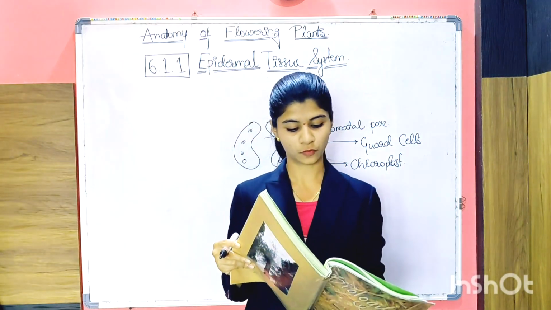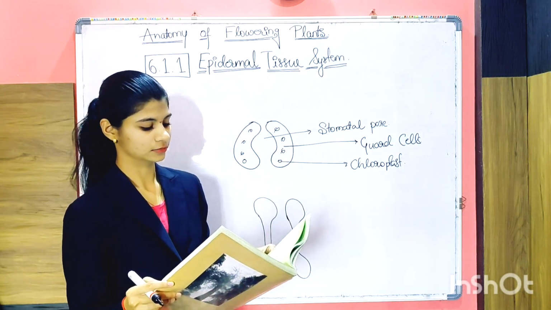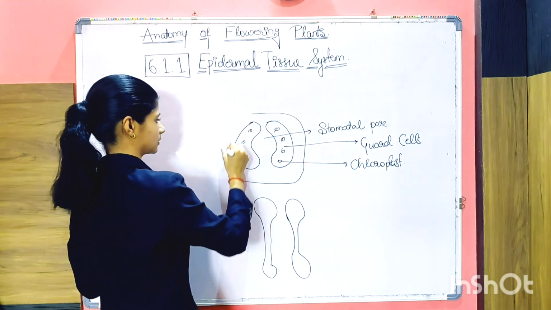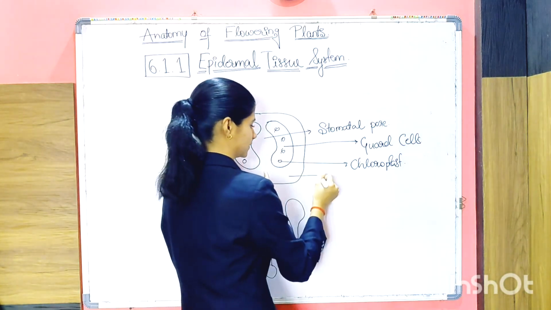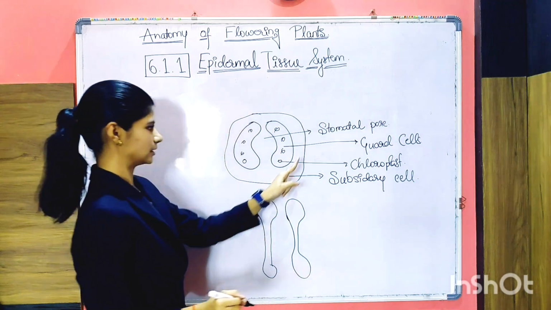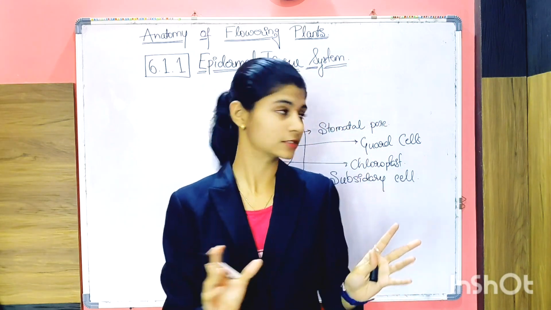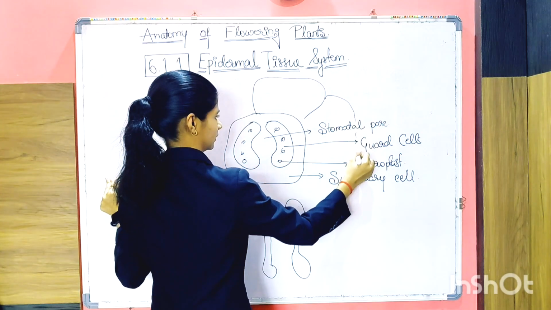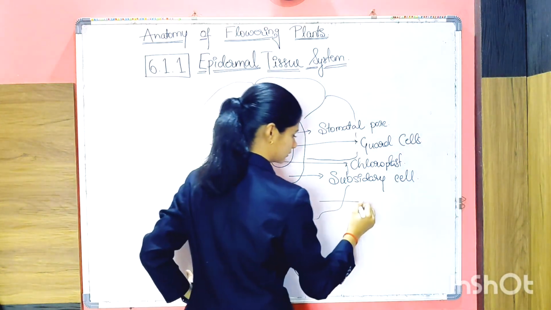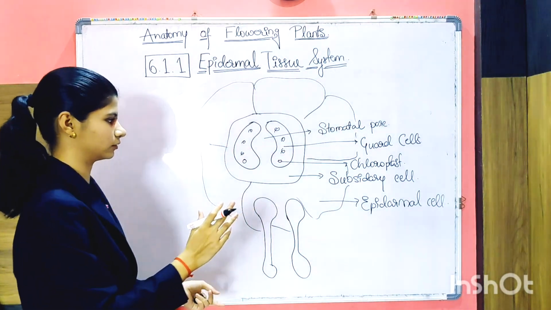And then, the outer walls of the guard cells, away from the stomatal pore, are thin, and the inner walls towards the stomatal pore are highly thickened. This layer is known as the subsidiary cell. The main epidermal cells are arranged like the petals of a flower, covering the whole body of the stomata. These are known as epidermal cells, the layer present around the stomata.